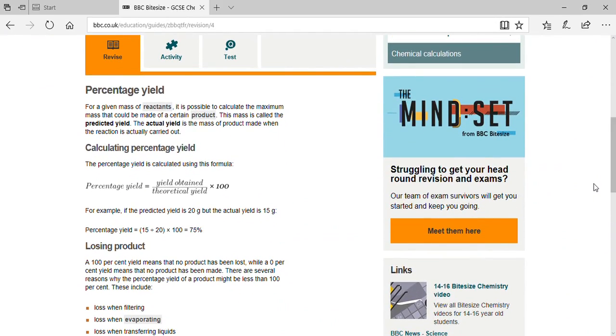Next is your percentage yield. Percentage yield means that whatever amount of reactant is given, it will be possible to calculate the maximum amount of product, or maximum mass of product, that can be made.